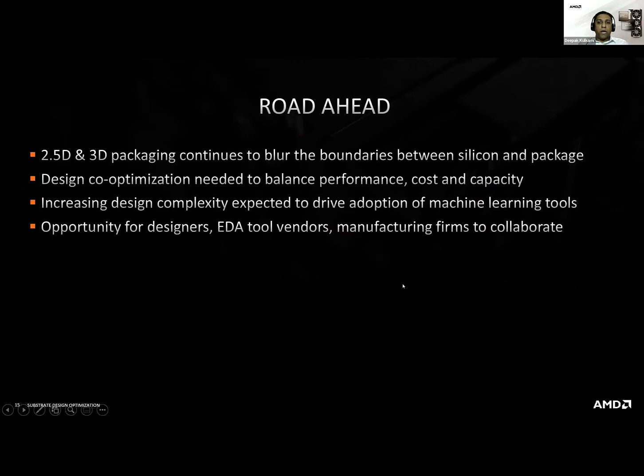With that, I would like to conclude my talk about the key vectors that we are seeing. We do continue to see that 2.5D and 3D packaging is blurring the boundary between what is considered as a silicon and package. It is also resulting in the need for optimizing for performance, cost, and capacity, not just looking at it as the best performance product out there.